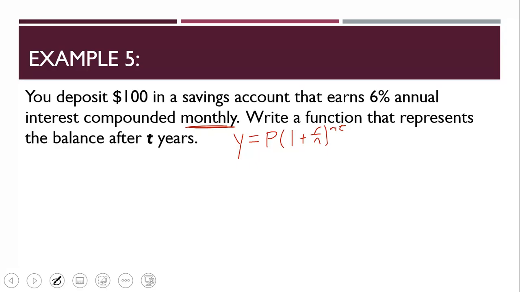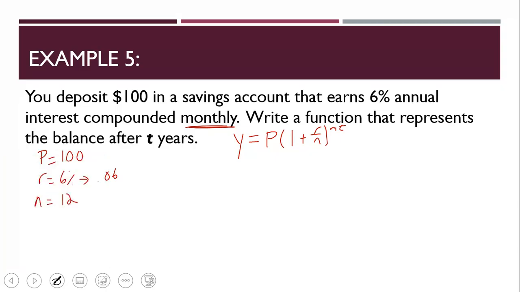So what is P? P is our principal amount. P in this case is $100. That's what I'm starting with. What is R? R is 6%. So 6% as a decimal is going to be 0.06. What is N? Well, if it's compounded monthly, N is equal to 12. Okay, because there's 12 months in the year.